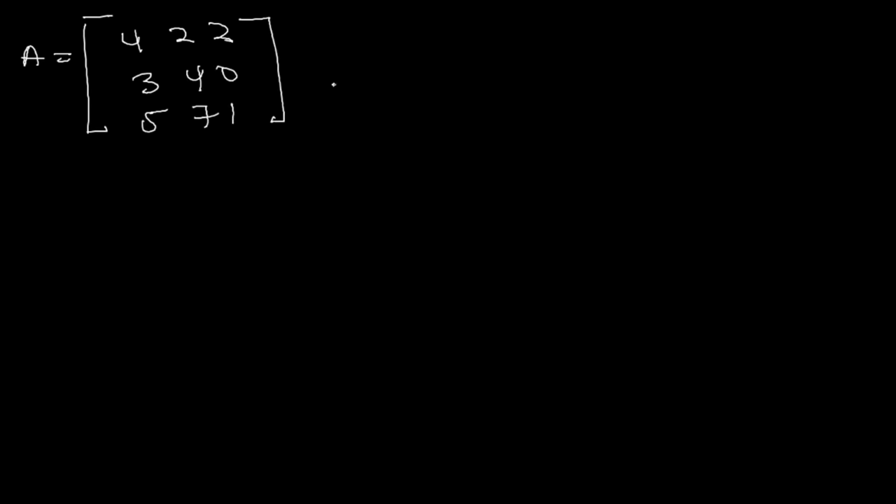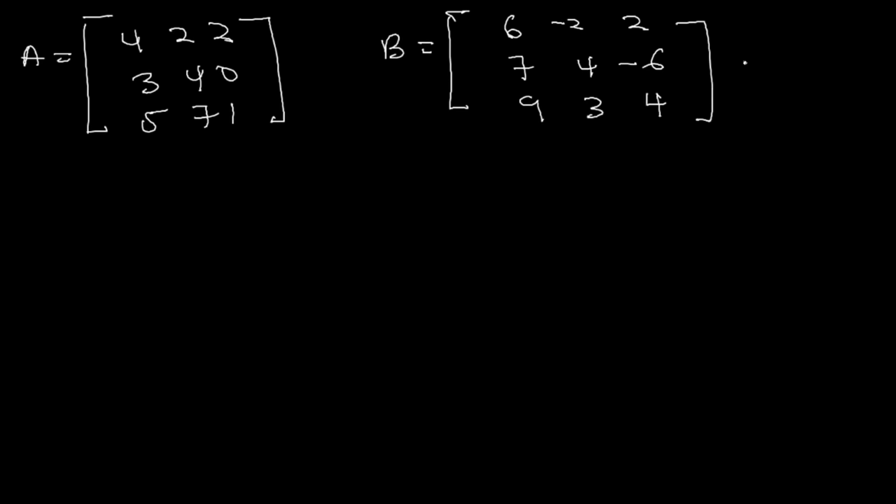So we have a matrix A, which is given to us by 4 2 2, 3 4 0, 5 7 1, and then we have another matrix B, which is 6 negative 2 2, 7 4 negative 6, 9 3 and 4. So we have to find determinant of A, and then determinant of B.